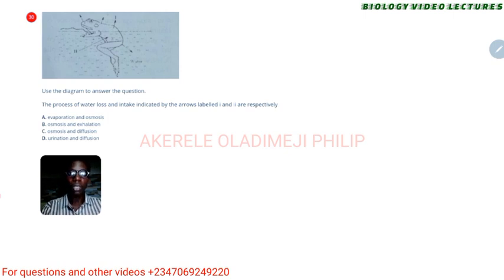All right, so the answer should be A because it says respectively. So 1 should be, which is this one here, evaporation, while 2, which is this one here, is going in, is osmosis. So the answer is A. All right.